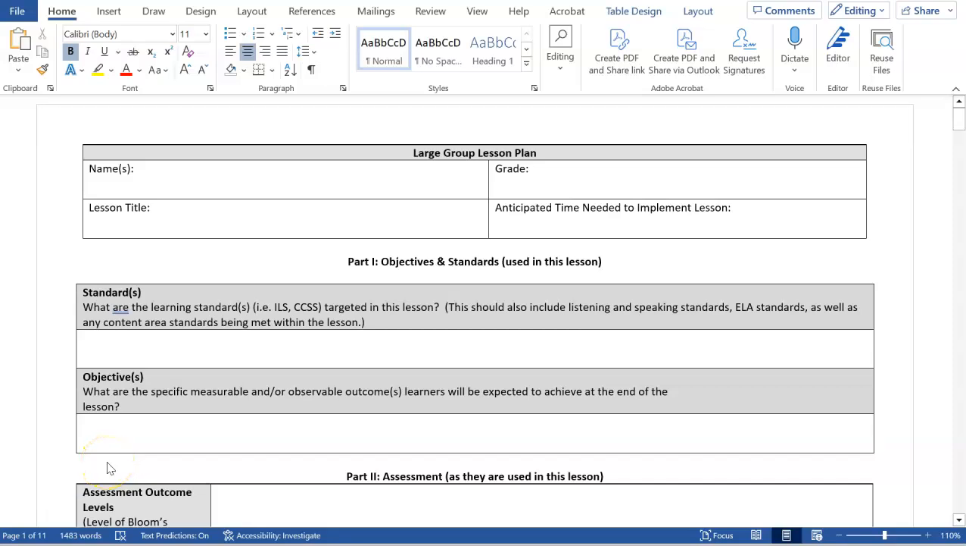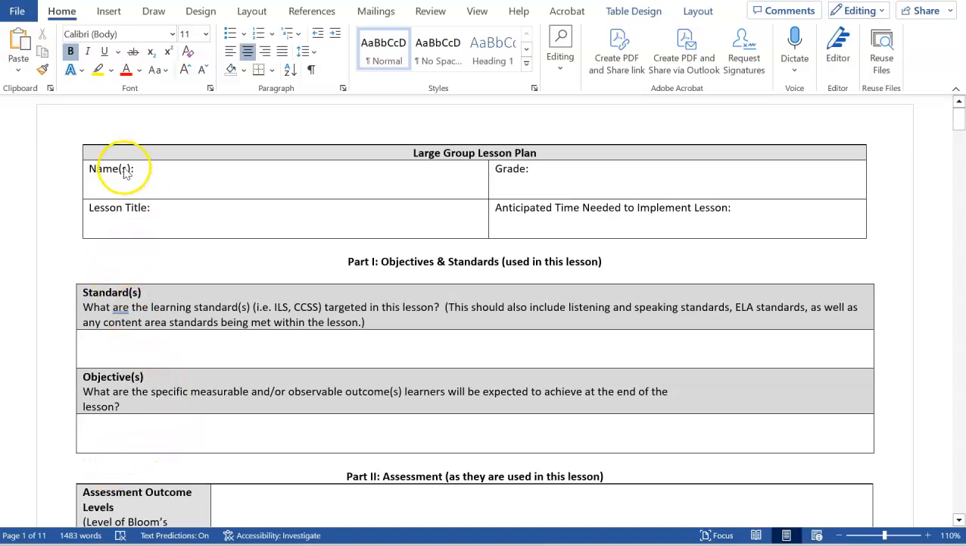All right, so I am going to do a quick overview of the large group and small group lesson plan assignment. For this assignment, you will use your lower level objective that you wrote for the Standards and Objectives project with the large group lesson and the higher level objective with the small group lesson.